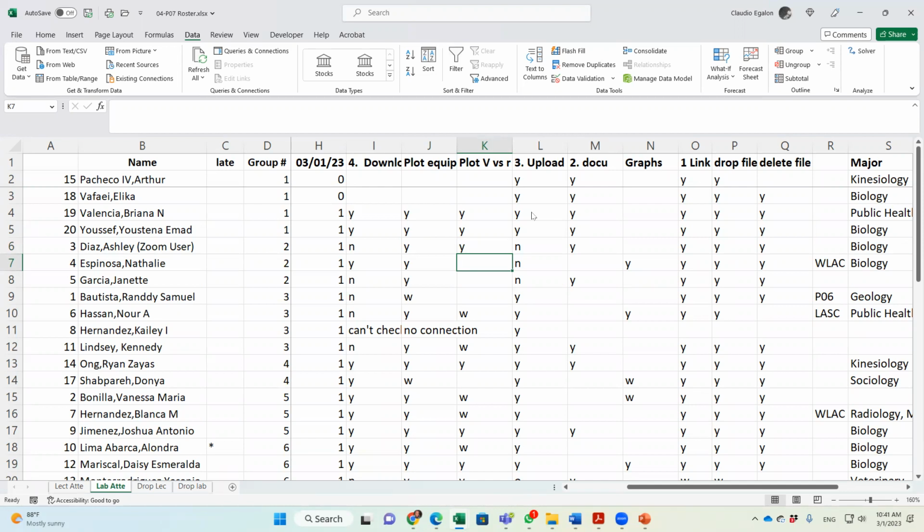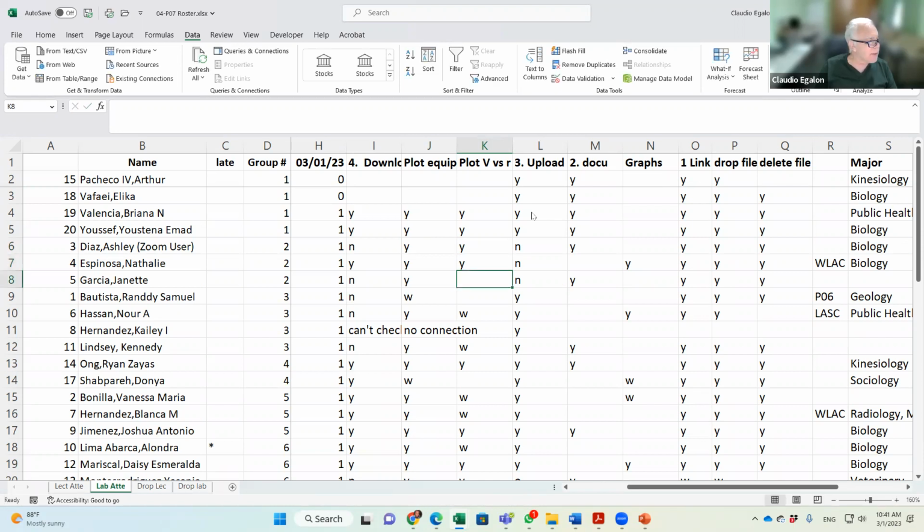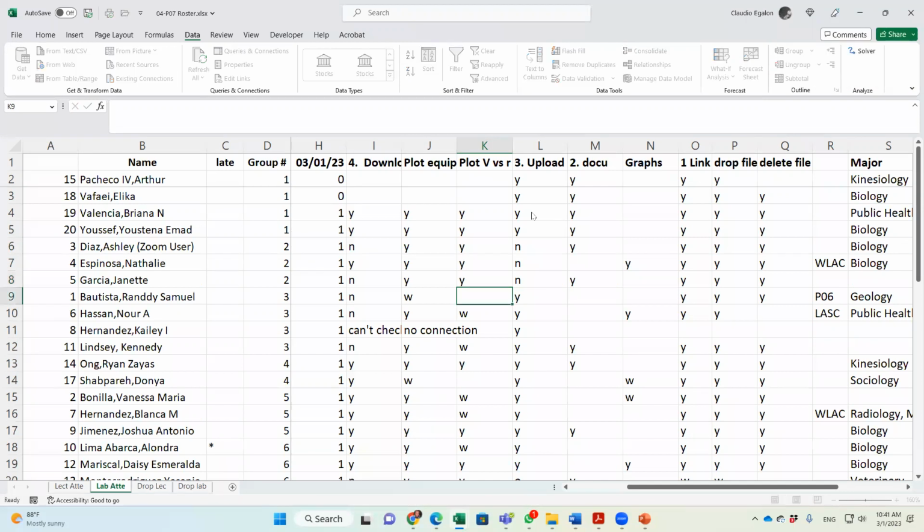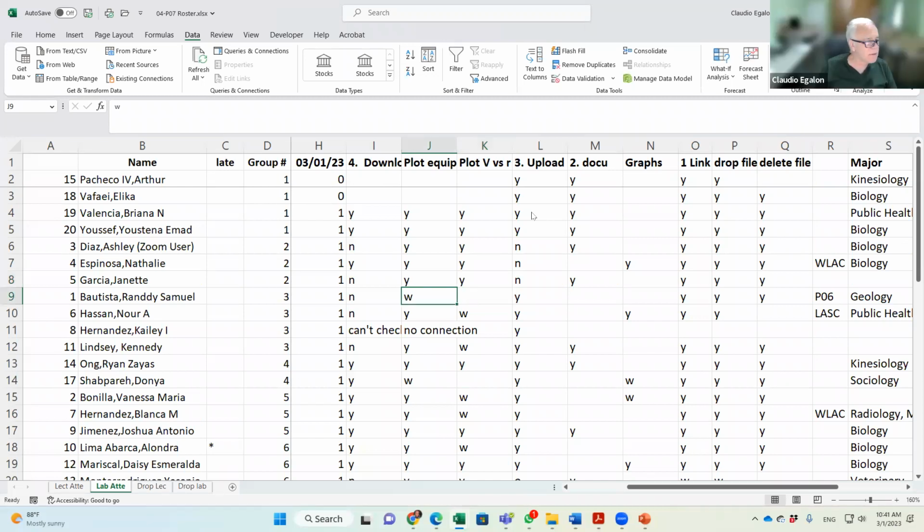Natalie, yes, I have them done. Okay. Good. Any questions, Natalie? No, no questions. Okay, thank you. Jeanette, yeah, I have them both. Good. Thank you. Any questions? Okay, let's move to Randy. Randy, did you manage to finish the first plot? Yeah. What about the second one? Yeah. Okay, so please start working on the units.